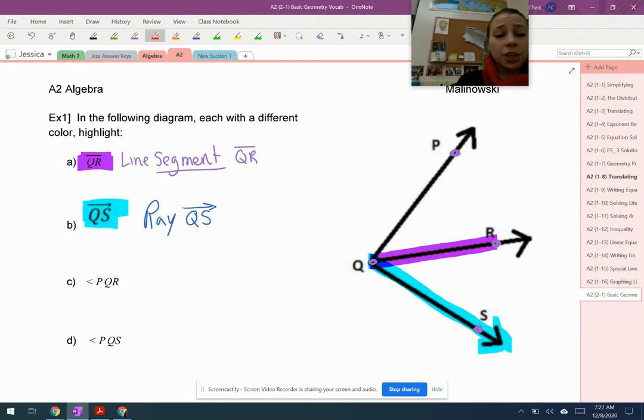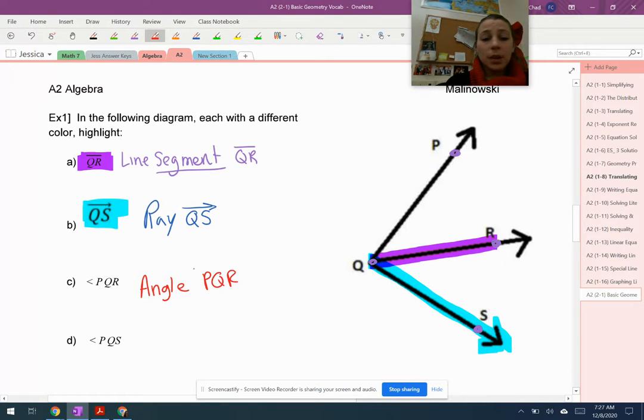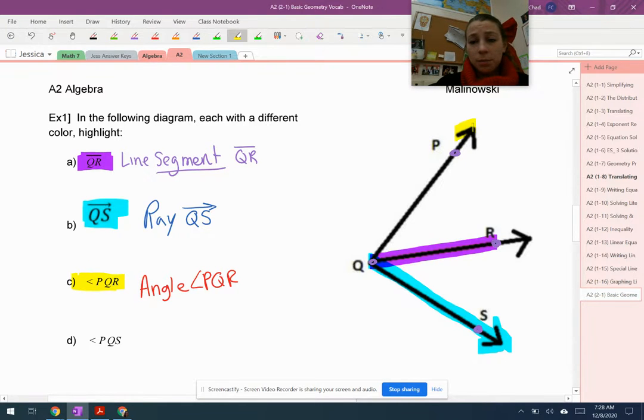C, our notation changes a little bit, and we start to have that, what you might be thinking of as a less than sign, but remember, that's not a less than sign, that's the angle. That's talking about angle PQR. So angle PQR, I'm going to highlight that in yellow, would be PQR, that angle in yellow there.